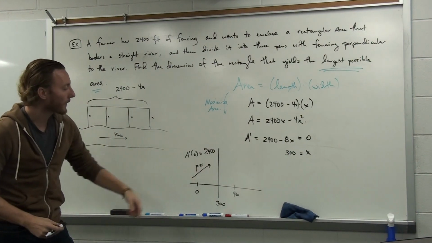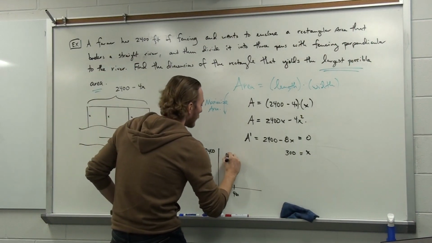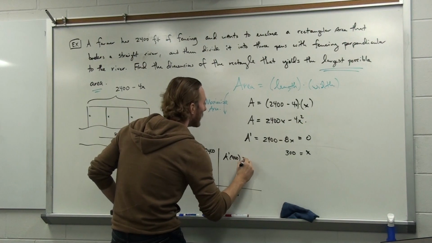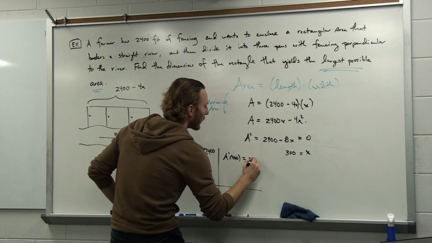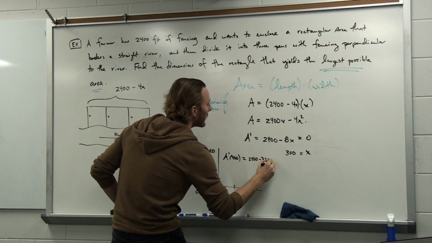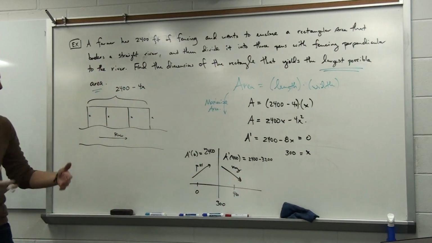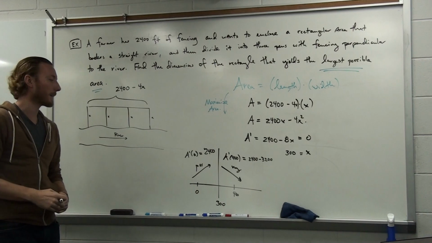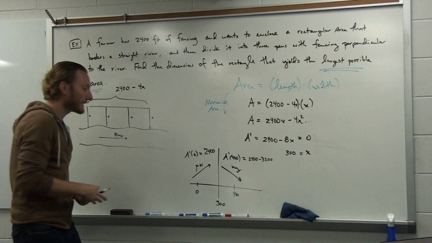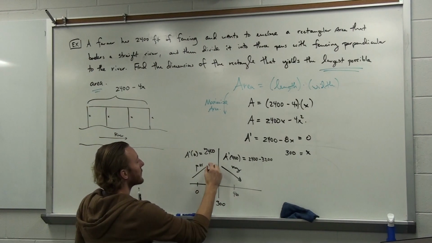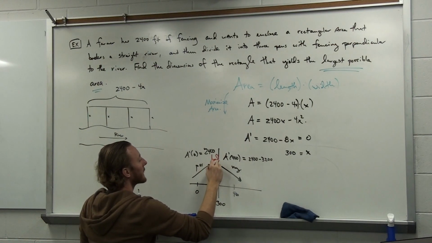We have to see whether or not the function goes downhill on the other side. What about A prime of 400? That's going to be 2400 minus 3200. That's negative. Downhill slope. Downhill, first derivative describes slope. And yes, we can see indeed that x equals 300 is not just any point, but it is a local maximum point.